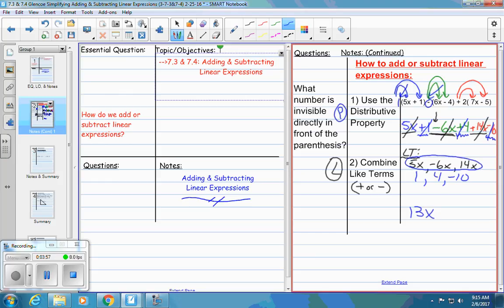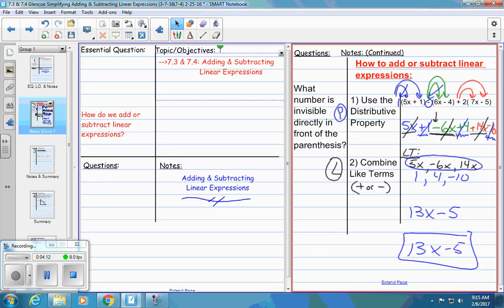And now we've got to add our constants together. 1 plus 4 is 5. 5 plus -10 is -5. And that is how we simplify that expression. That's the answer, 13x minus 5.